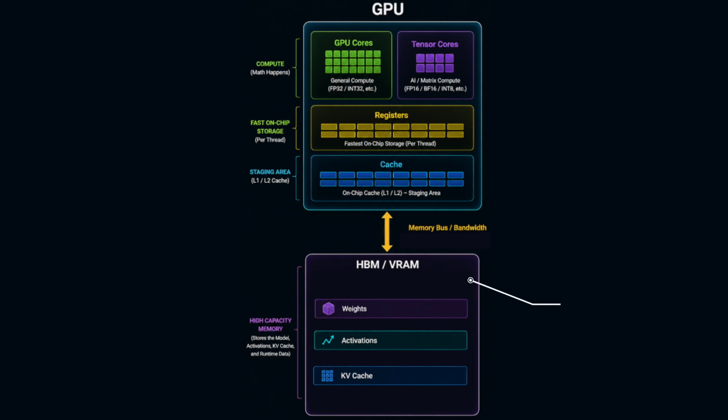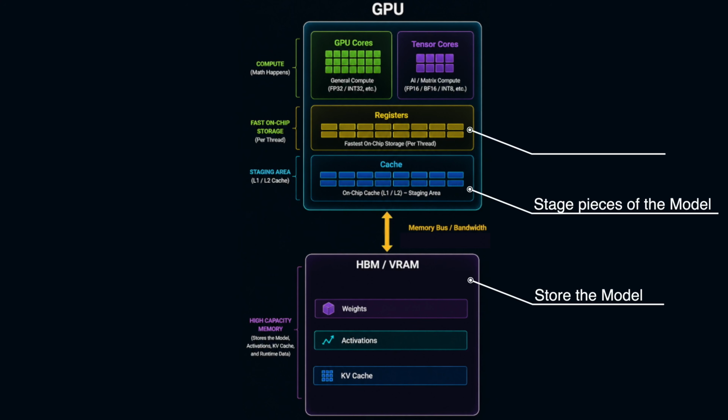So the final mental model is this. GPU memory stores the model, caches stage pieces of it, registers feed the computation, the cores do the math, the memory system keeps everything moving. An AI model does not live inside the GPU cores. It lives mostly in GPU memory. And modern AI performance depends on how efficiently the chip can move that model through the machine.